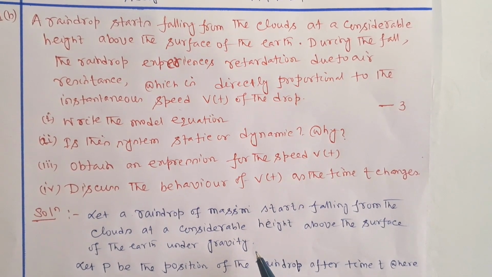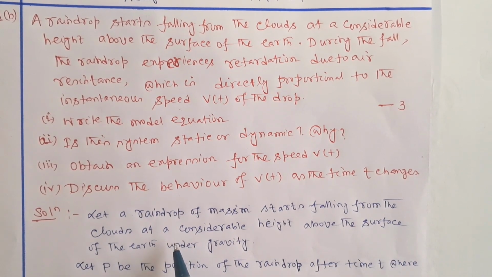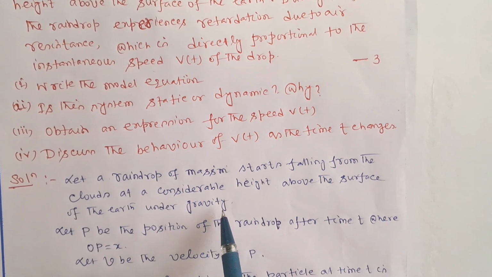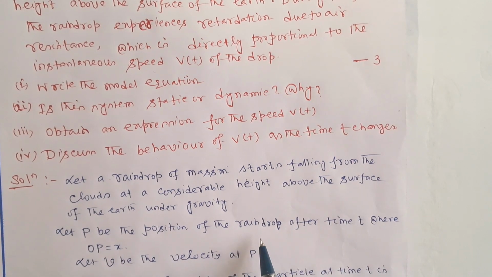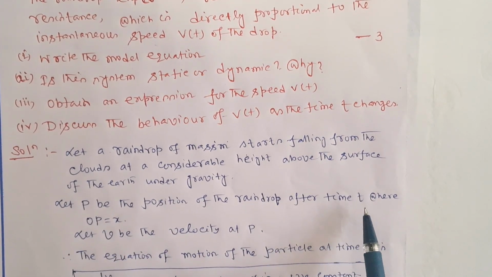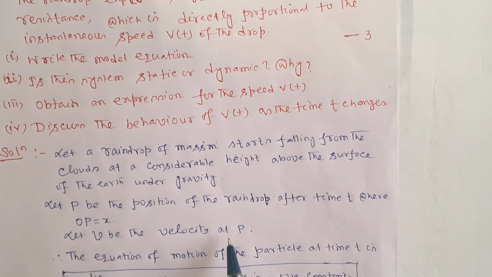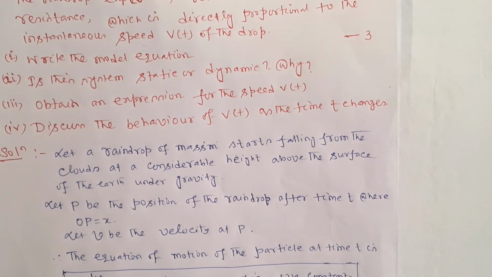Here the raindrop of mass m starts falling from the clouds at a considerable height above the surface of the earth under gravity. Let P be the position of the raindrop after time t, where OP equals x. Let v be the velocity at P. The equation of motion of the particle at time t is m dv/dt equals mg minus alpha v. Newton's equation: P equals mf.